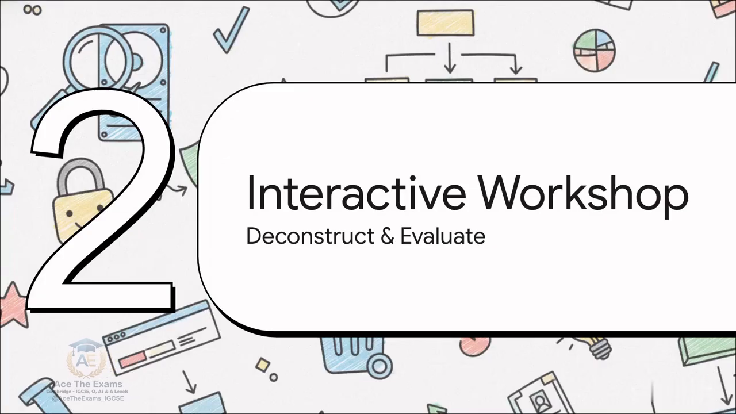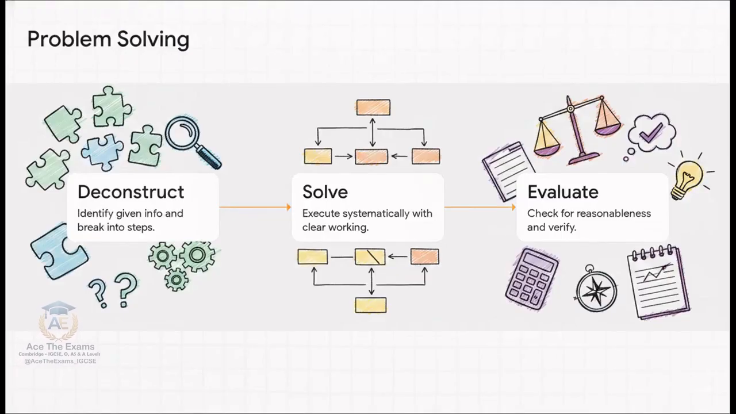Awesome. Let's move into Section 4, the interactive workshop. It's time to roll up our sleeves, deconstruct the prompts, solve the problems, and evaluate our findings together. The absolute most crucial point of this entire explainer is mastering this specific problem-solving loop. You have to internalize this: deconstruct, solve, and evaluate.